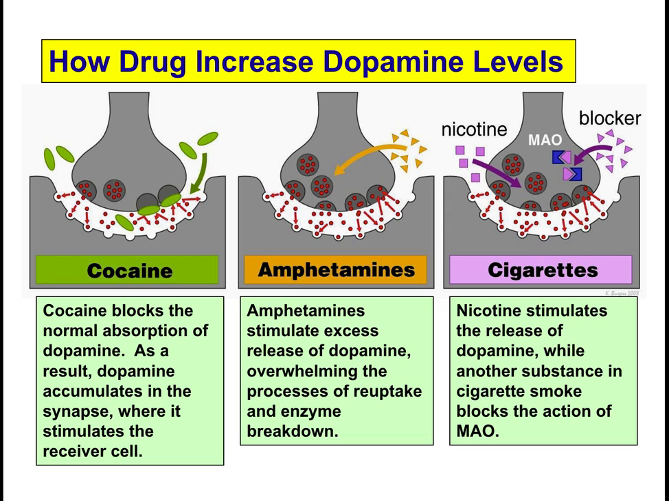Cocaine, for example, will block the absorption of dopamine. What that means is that the dopamine stays in the receptor sites longer. What it's doing is inhibiting MAO. As a result of inhibiting that MAO, the dopamine stays in those receptor sites a little longer, you feel good a little longer.